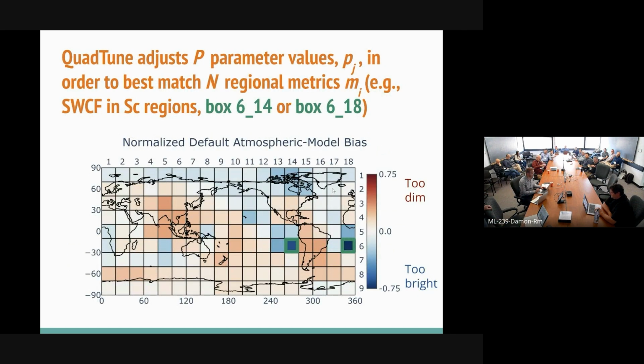Okay, so we call our tuner QuadTune because it's quadratic in functional form. What does it do? Basically, it adjusts P parameter values in order to match N regional metrics. So what do I mean by a regional metric? A metric field is an observation that you want to match. In our case, it's going to be shortwave cloud forcing, so the brightness of clouds. But then we average it over regions. Here we're averaging over 20 degree by 20 degree boxes that cover the globe, and we want to match shortwave cloud forcing in each box. In this particular simulation, you can see that these two stratocumulus regions are way too bright. So we want to tune that away if we can.